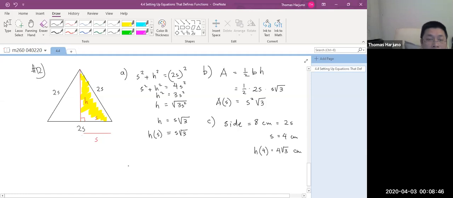Part D. Use the function we found in part B to determine the area of an equilateral triangle if each side is 5 inches long. So if each side is 5 inches long, which is 2s, what is s?